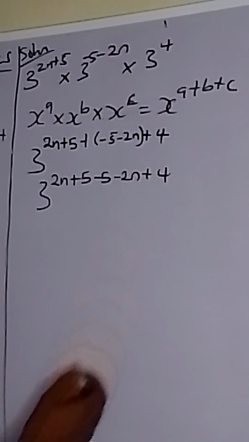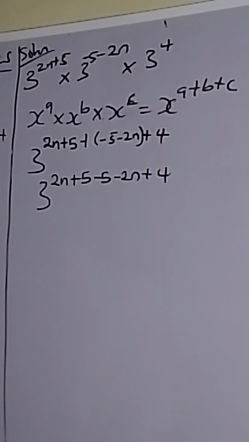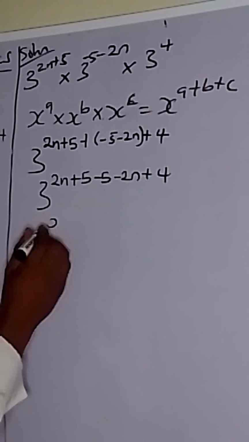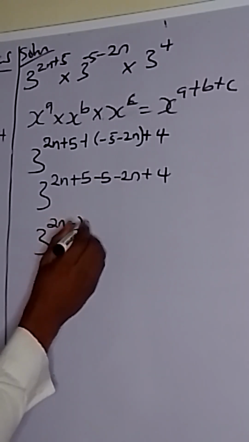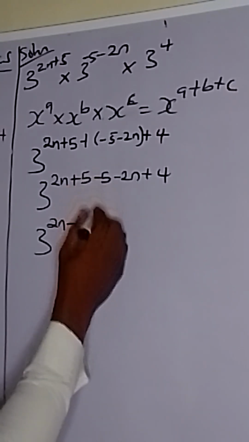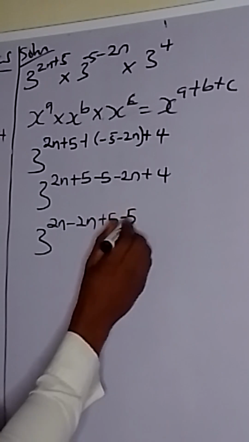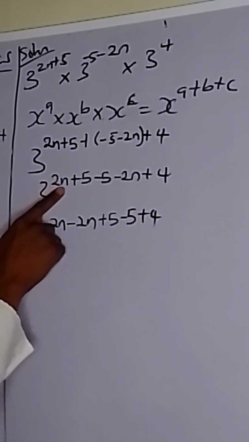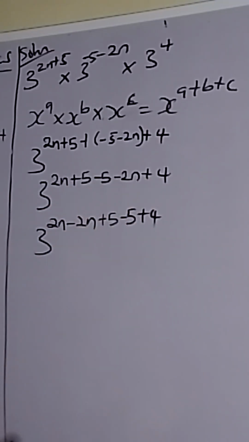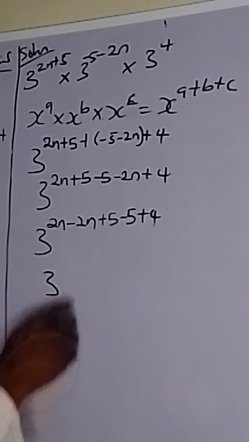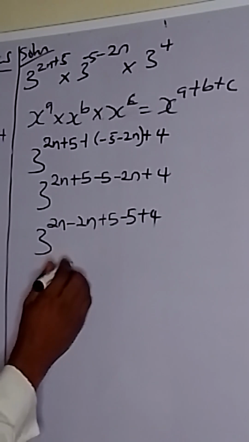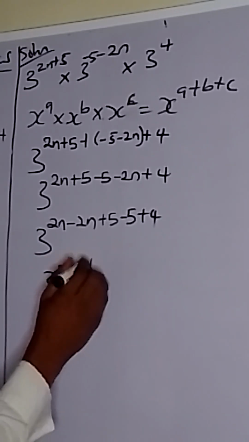Then plus 4. Okay, we now try to collect like terms, and that's going to give us 3 raised to the power, we bring the n's together. That means 2n minus 2n. Ensure that you retain the sign since it's not crossing the equality sign. So this will now be plus 5 minus 5 plus 4. So see this 2n, see this minus 2n, 2 of them, 5 and minus 5, and then 4. So we now have 3 raised to the power 2n minus 2n is 0, 5 minus 5 is another 0, so plus 0. And then plus 4, that's what we have.